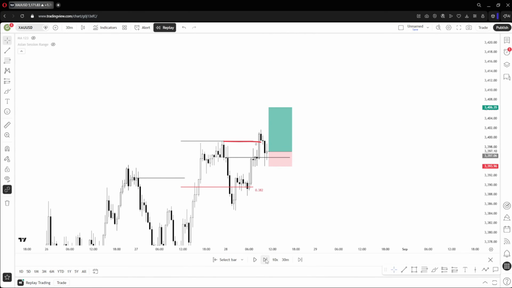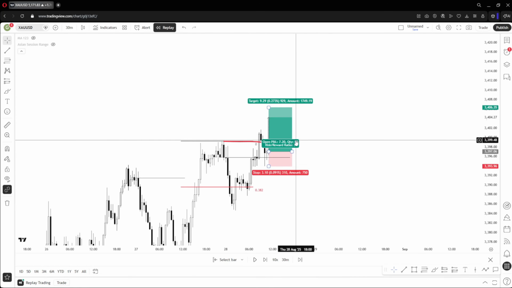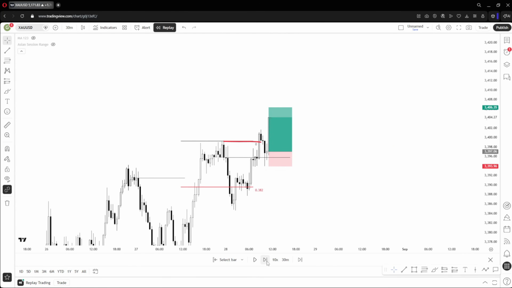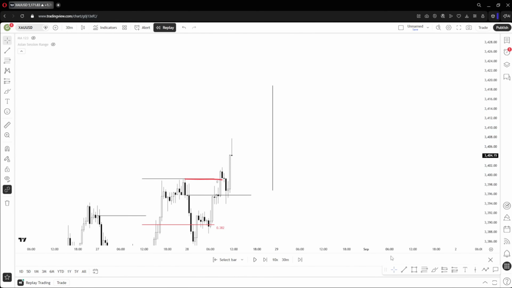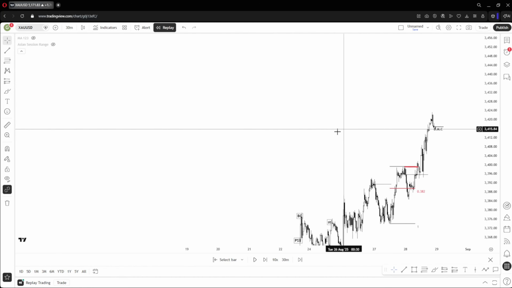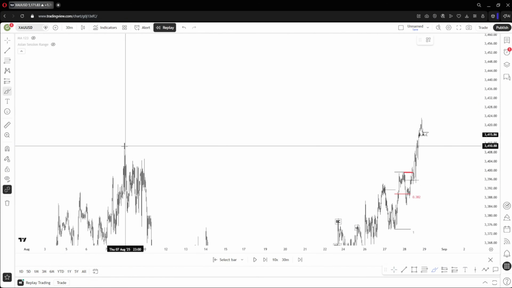So let's see what's going to happen. Okay, so entry point, yeah, beautiful candle, exactly what we're going to see. Boom, 1 to 3, got hit. Now we're going to mark the new daily open, so new daily manipulation cycle. Let's see if we have some type of liquidity sweep on the left. And as you can see, we swept this high.